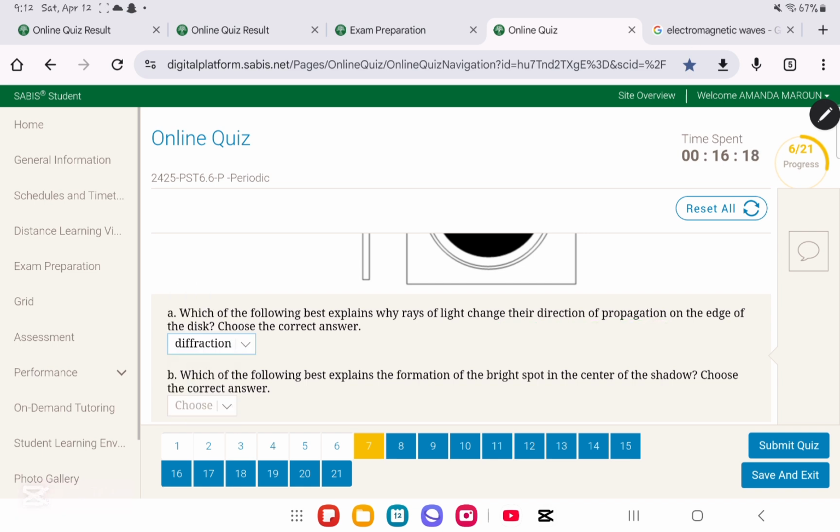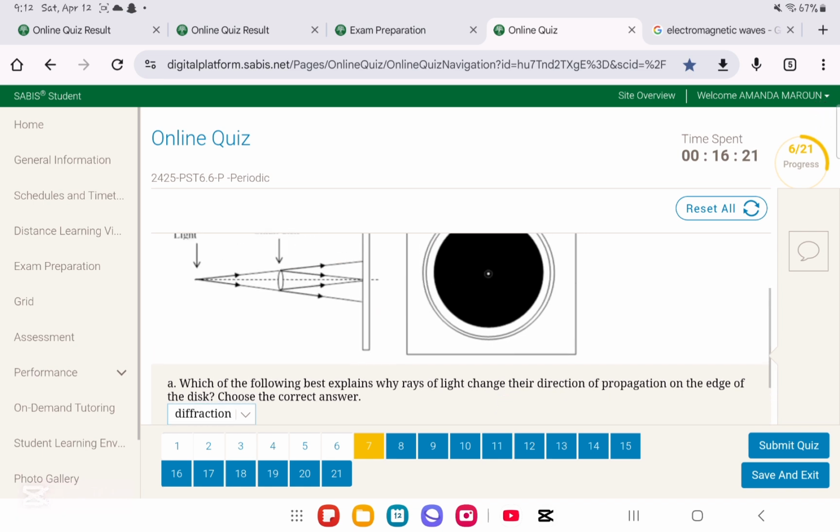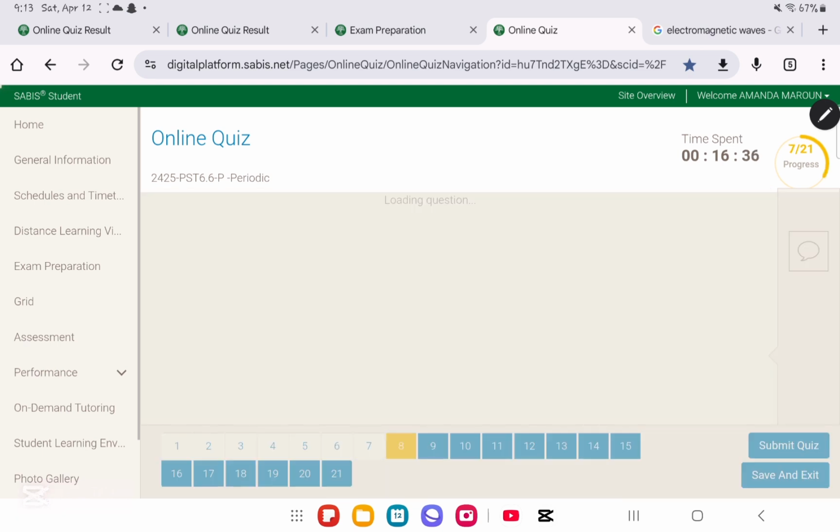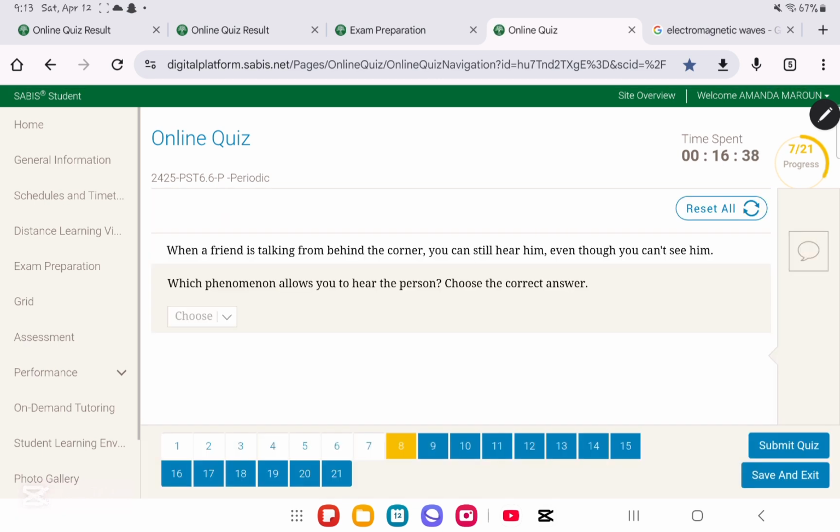Now, which of the following best explains the formation of the bright spot? So again, when there is a bright spot, and everywhere else is dark, this is what? You have a wave over here, going like this, they will join together to make one big bright spot, and we call this constructive interference. So now we move on to question number 8.